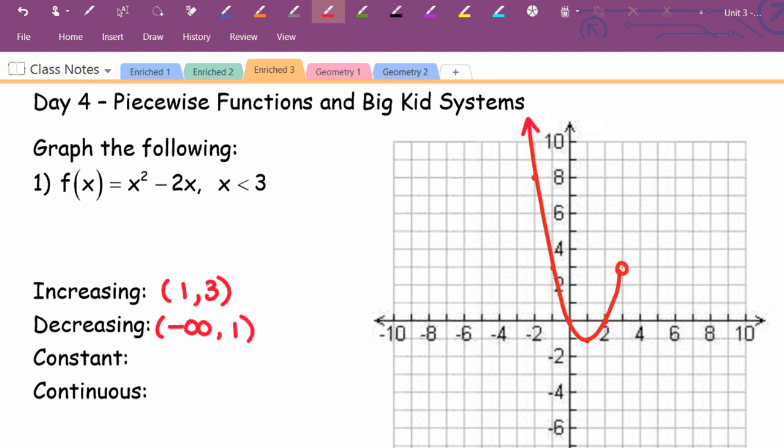Where is this graph constant? Is this graph continuous? Well, you haven't done that just yet. What do you think continuous means? Hands up, please, if you can tell me. What do you think a continuous graph would be?